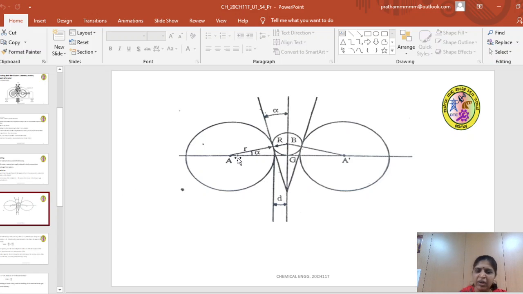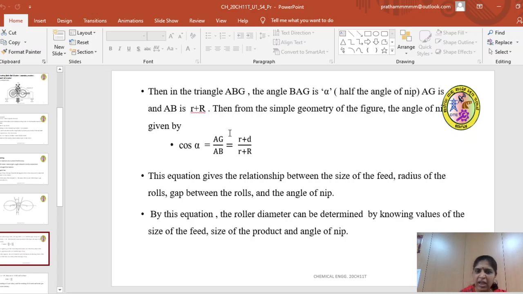So cos alpha will be what? AG divided by AB, you are writing r plus d divided by r plus R. So this relation will give you the size of the feed, right? R is the radius of the feed, antandre size of the feed it will give, and it will give you the radius of the rolls also, and also the gap between the rolls. Gap between the rolls will be what? d. d is the gap between the rolls, and the angle of nip.